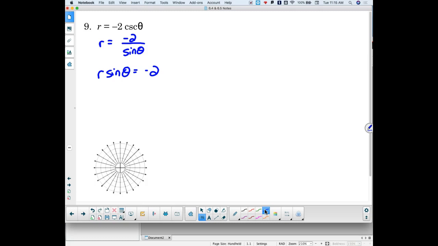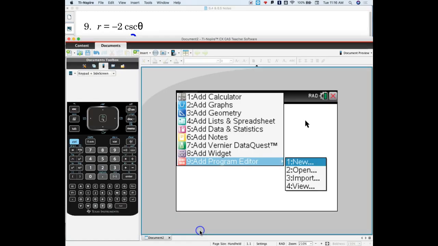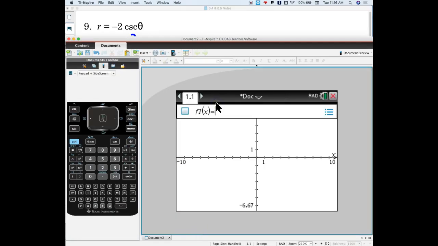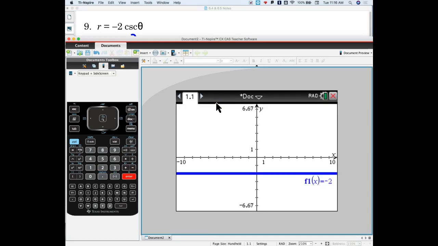Isn't that what you said? What did you say r sine of theta was? Y. Yeah. So this is really just y equals negative 2. Now, rectangularly, what is the shape of the graph of y equals negative 2? It's a horizontal line, 2 down from the x-axis, right? So it looks like that. Yes? Okay.